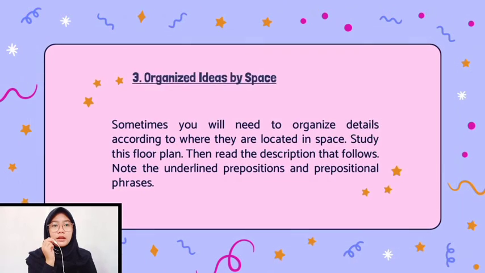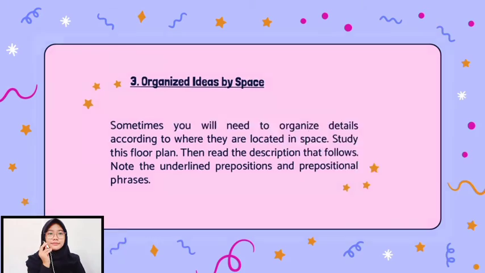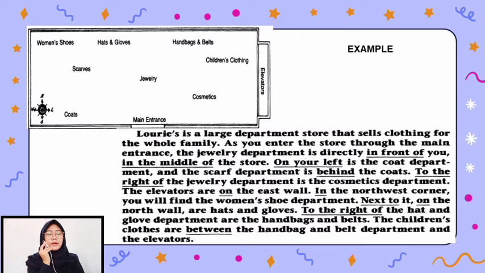Alright everybody, finally we move to the last material, which is organizing ideas by space. Sometimes you will need to organize details according to where they are located in space. Study this floor plan, then read the description that follows. Note the underlined prepositions and prepositional phrases. Alright, for example, you can see this picture and the places.